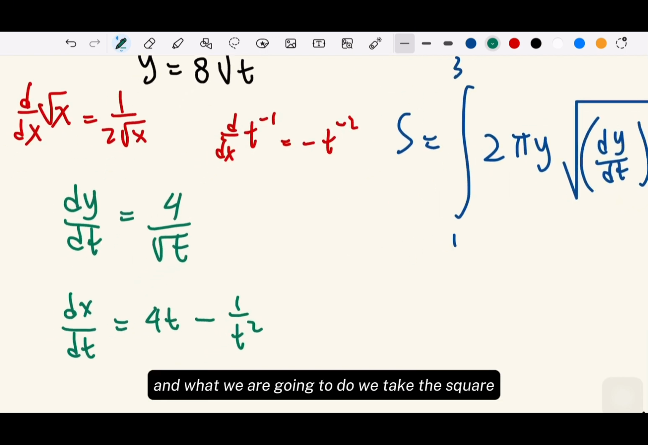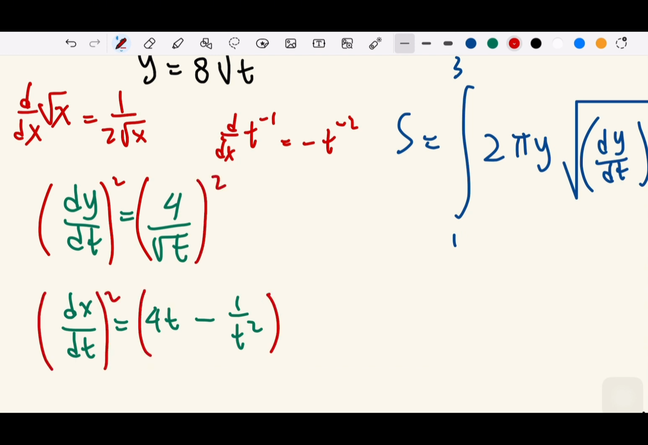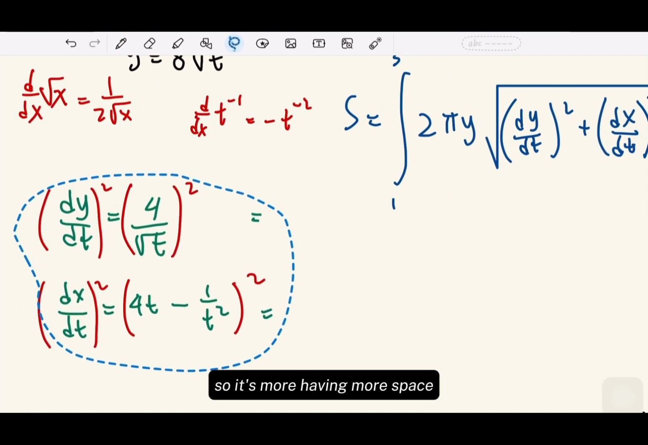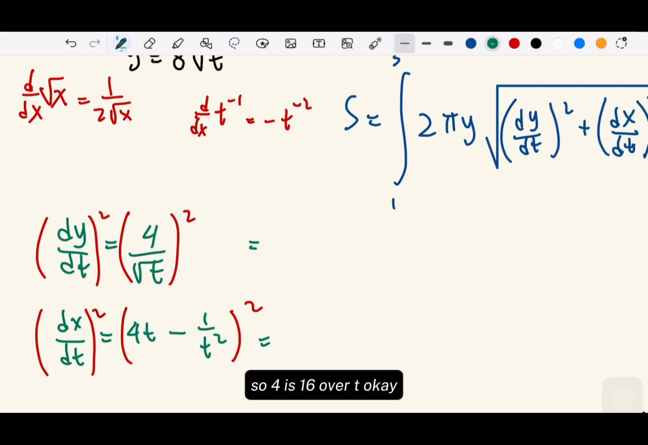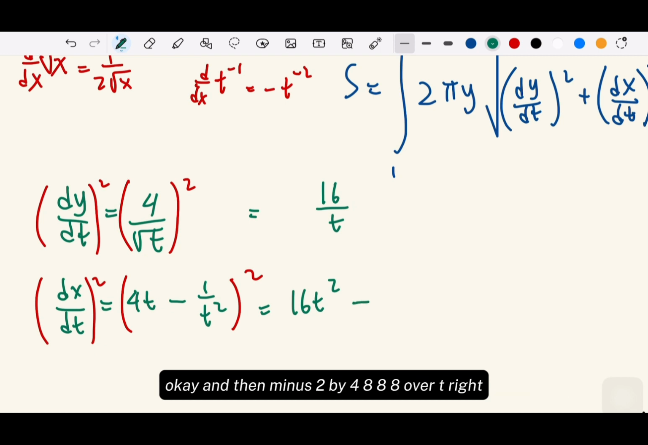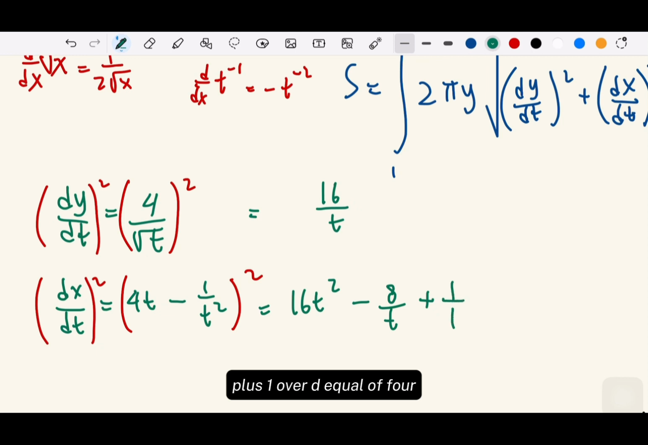And what we are going to do is take the square of each. Maybe let's move this a little bit down so it has more space. So 4 squared is 16 over t, okay? And for this one, we take the expansion of the quadratic, 16t squared, and then minus 2 by 4 is 8 over t, right? Plus 1 over t with power of 4.